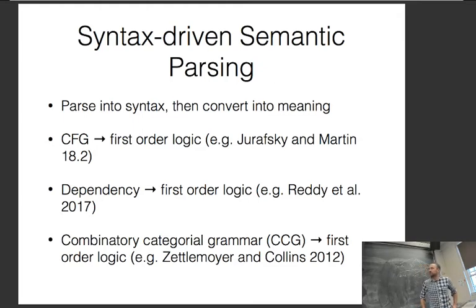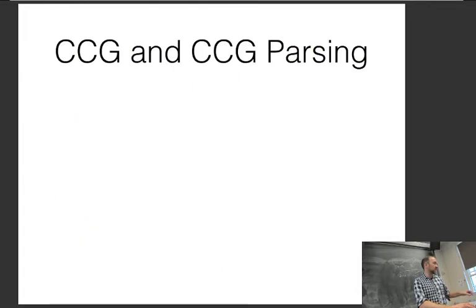And then one other very, very popular method is combinatory categorial grammar, CCG, and converting this to first-order logic. And this has a few desirable properties that have made it very popular with people in semantic parsing, and I will explain about them next.